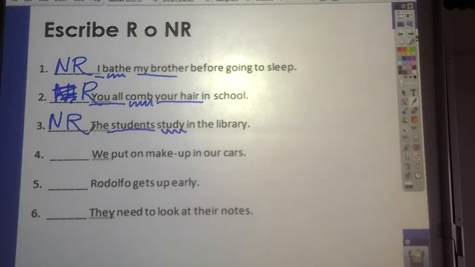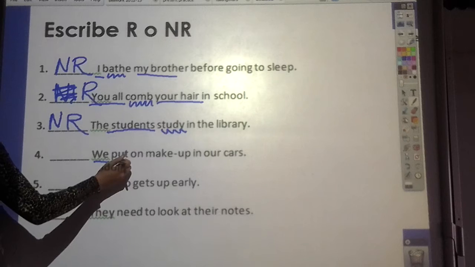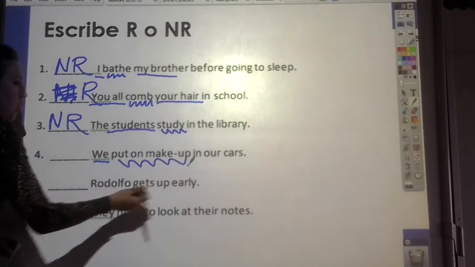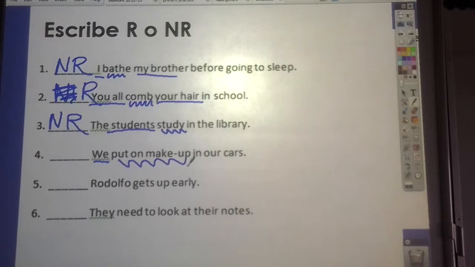Número cuatro. We put on makeup in our cars. Who's doing the putting on of the makeup? That would be we. Put on makeup is our verb. And then we need to think about who is it happening to. Are we putting makeup on somebody else, or are we putting makeup on ourselves? Take a guess. This one is reflexive because you're putting the makeup on yourselves.